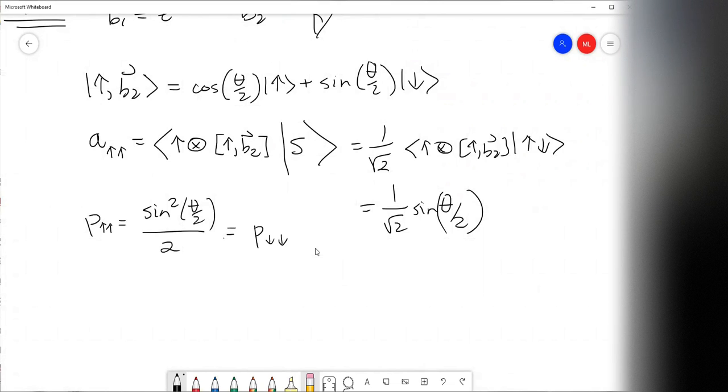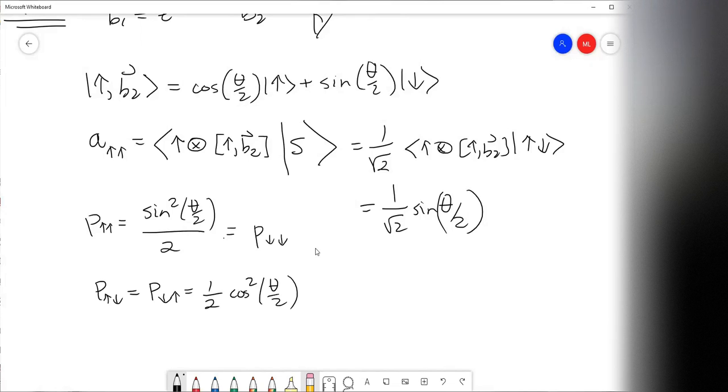And so I won't go through the answer, but it's the same procedure. You do down, down, or up, down, or all the combinations, you dot it into this thing, you do the dot product of the tensor product states, and you get these values. So I showed you sine, but the other ones are pretty easy too. And you get this guy, which is 1/2 cosine squared of theta over 2.